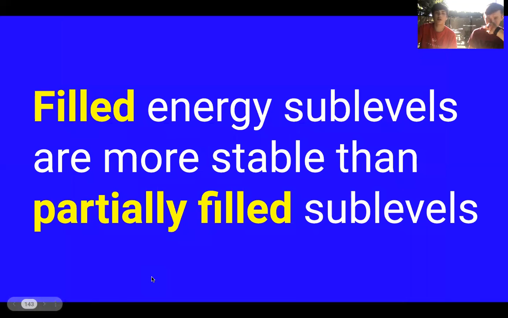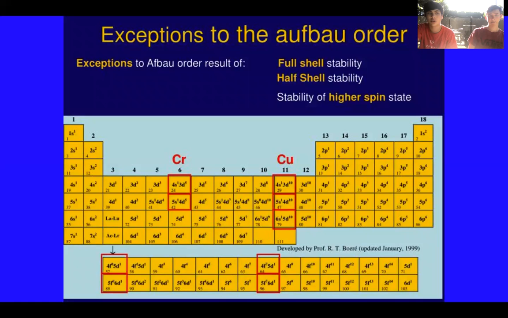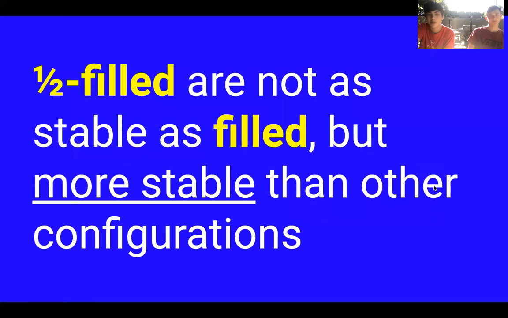Filled energy sublevels are more stable than partially filled sublevels. So that's why, with the octet rule, they all want to get to 8 electrons. Half filled are not as stable as filled, but are more stable than other configurations, just like the chromium ones, they want to get there. So the half-filled d, so d5.